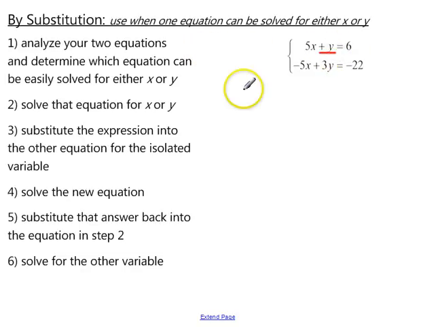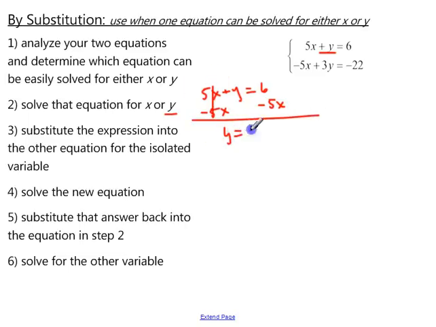The first equation has a y with a coefficient of positive 1, so let's use that: 5x plus y equals 6. In step 2, we're going to solve that equation for either x or y. In our case, we're solving for y, so subtract 5x from both sides, and we get the equation y is equal to 6 minus 5x.